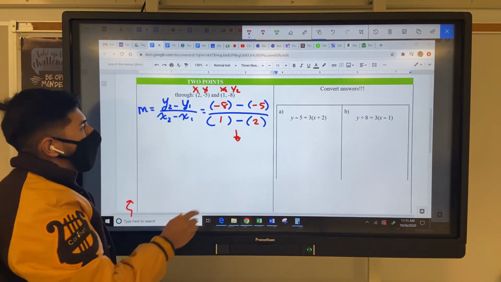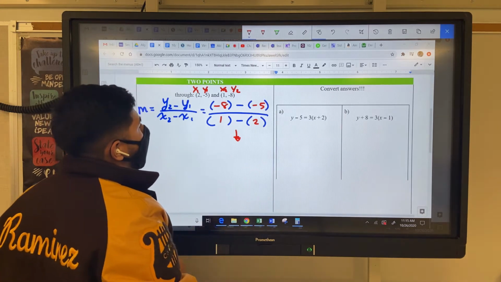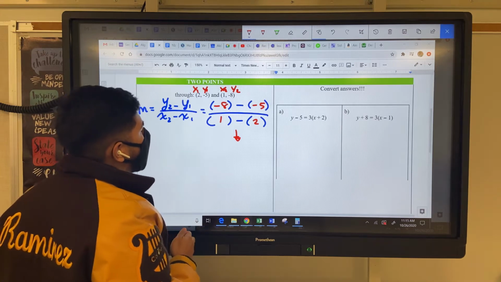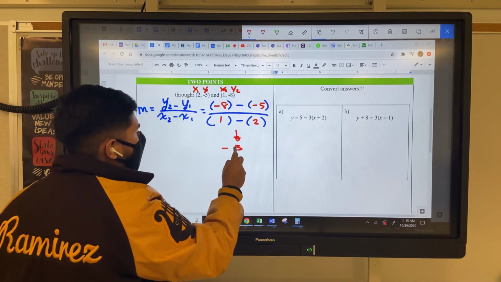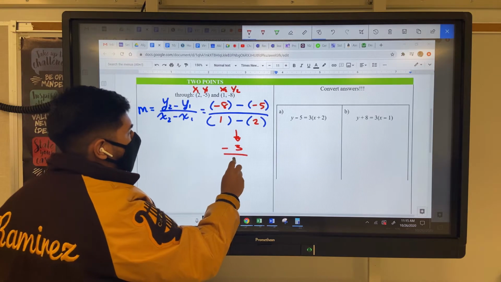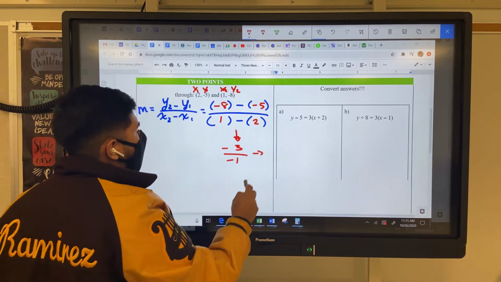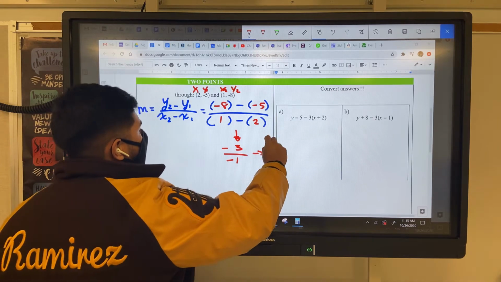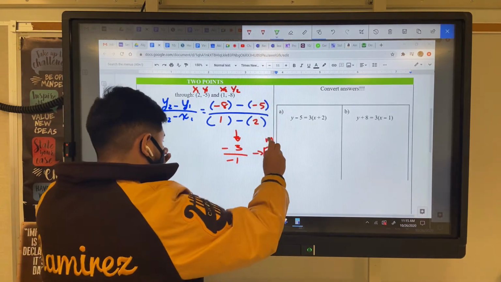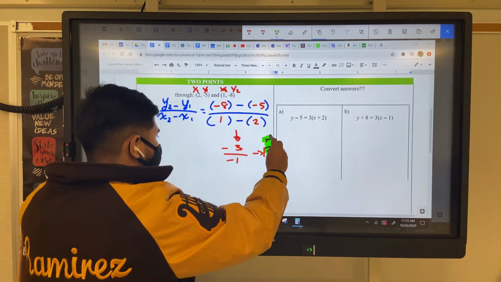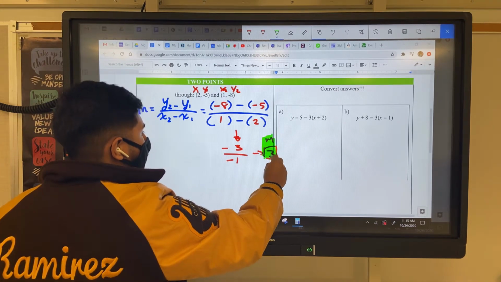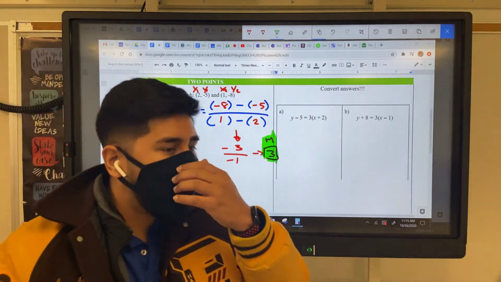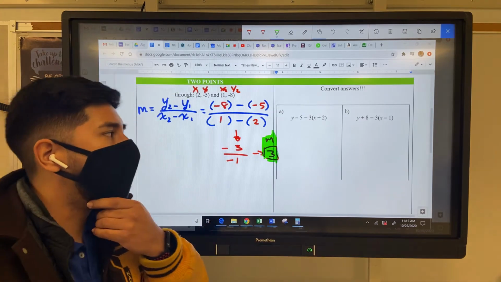Putting this in the calculator, negative 8 minus negative 5, you should get negative 3 on top. 1 minus 2 is negative 1. But if you did it in the calculator, it'll probably just give you 3. That's my slope. Remember, you're using the calculator on your phone or on a Chromebook, and you should be good to go.